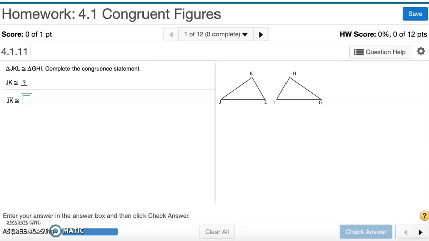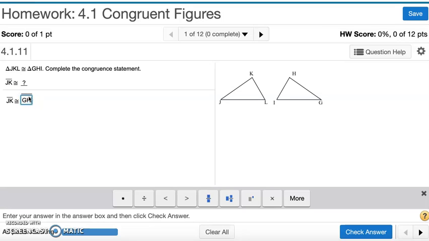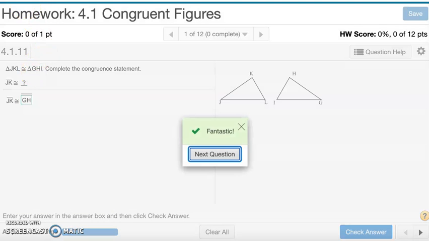4-1. Congruent figures. Triangle JKL is congruent to triangle GHI. Complete the congruent statement. So it says JK is congruent to the corresponding side on this one. So JK here, you'd have to say GH over here. So GH. And that's number 1.